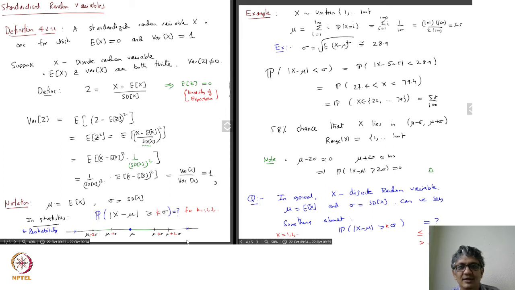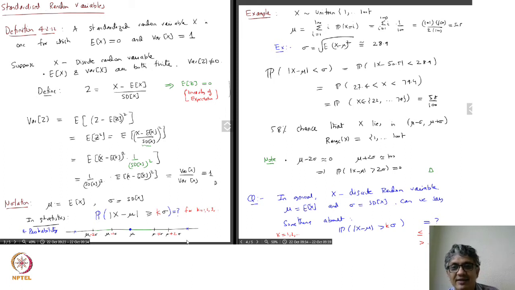One simple computation we're going to do is take a uniform random variable between 1 and 100 and compute its mean to be 50.5. That's quite easy. The standard deviation is 28.9. Then you try to compute the basic probability: the probability that |x minus mu| is less than sigma. That gives you a chance that x is between 22 and 79, which is about 58 by 100. So there's about a 58% chance that the random variable lies in mu minus sigma to mu plus sigma.